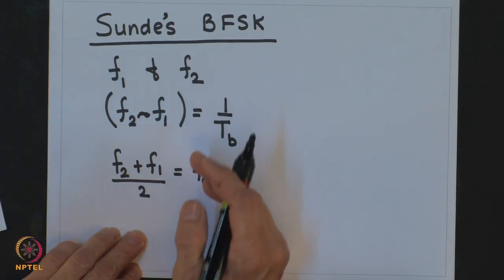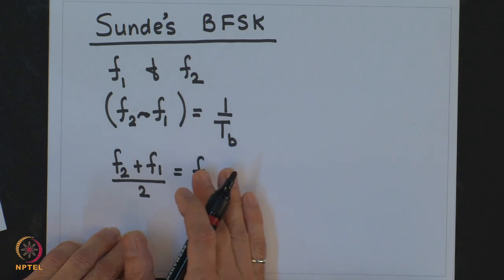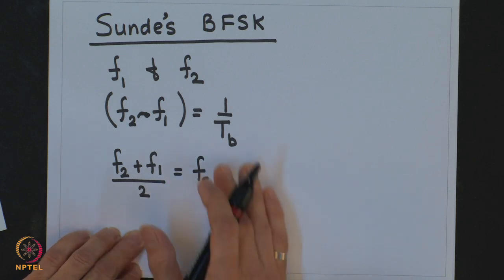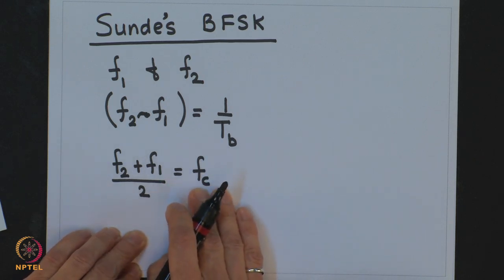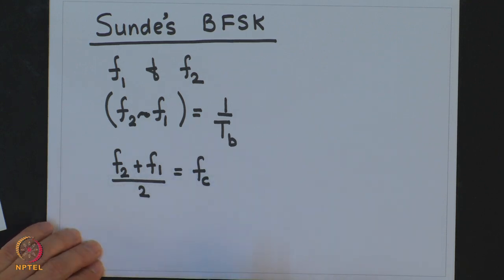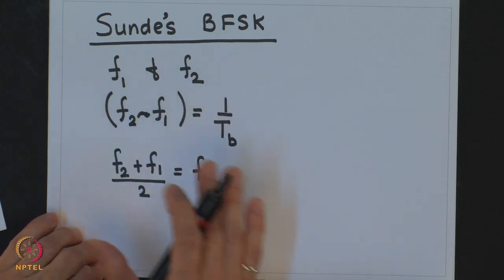For transmission, it is assumed that phase continuity is always maintained. I repeat please. For transmission, it is assumed that phase continuity is always maintained, including inter-bit switching times, and this is the definition for Sunde's BFSK, and we will try to evaluate the power spectral density for this special case of BFSK, that is Sunde's BFSK. So, let us evaluate that.